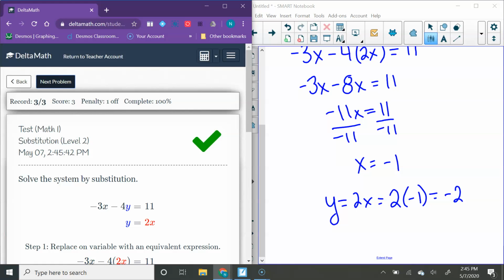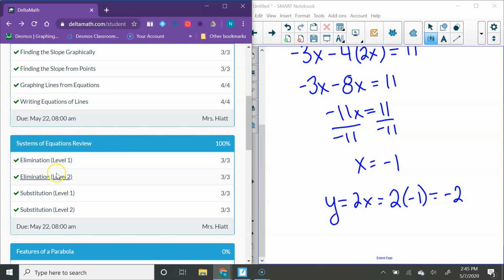Okay. And that runs through several examples that should help you on your system of equations review.